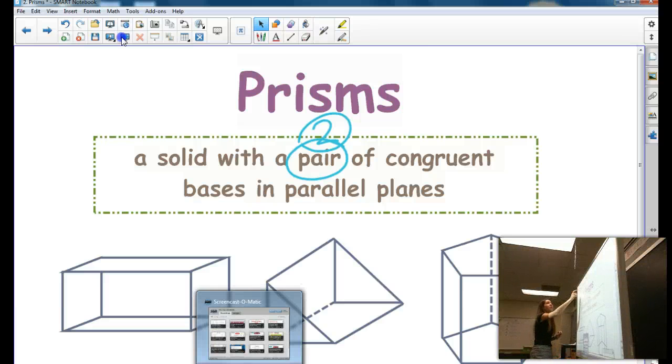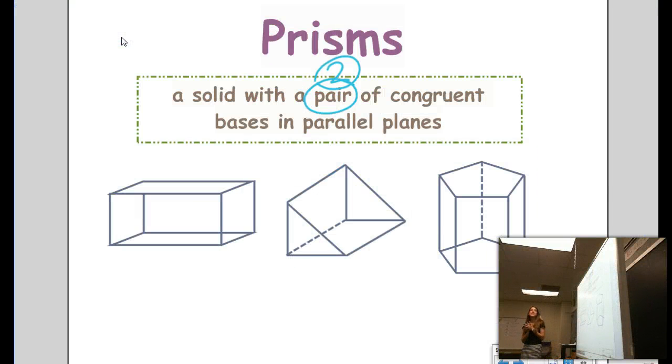Okay, so it is important to know that a prism does have two bases. What else? What other words are important? Parallel. They better be parallel. Could you imagine having a prism, and here's the bottom, and then here's the top? That would not be a prism. It wouldn't work. The top and the bottom need to be parallel.